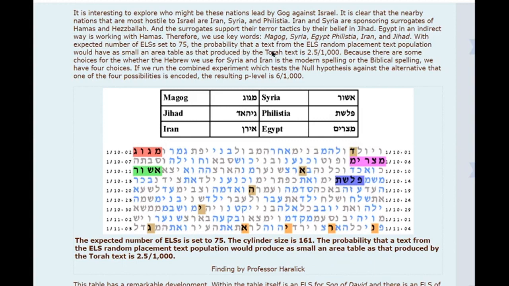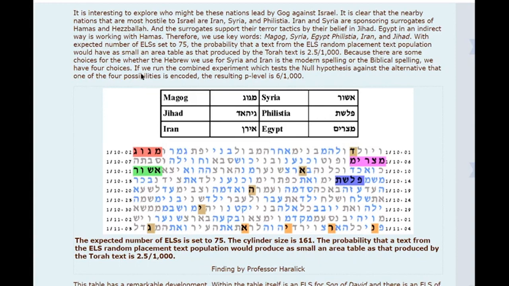The probability that a text from the ELS random placement text population would have a small an area table as that produced by the Torah text is 2.5 in 2000, because there are some choices as to whether the Hebrew we use for Syria and Iran is a modern spelling or the biblical spelling. We have 4 choices if you run the combined experiment which tests the null hypothesis against the alternative.